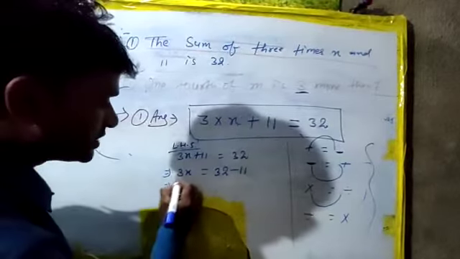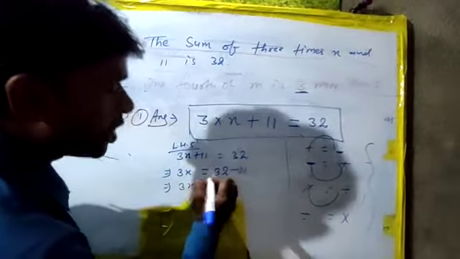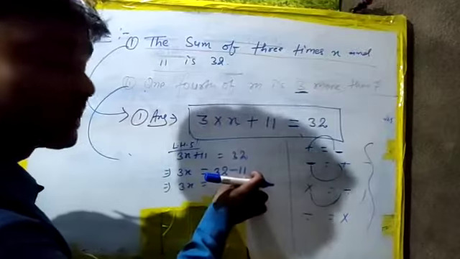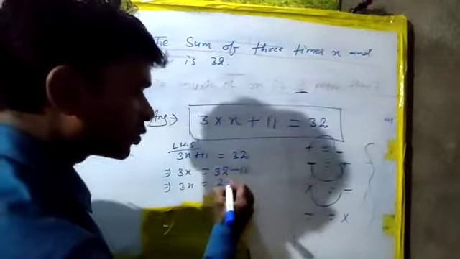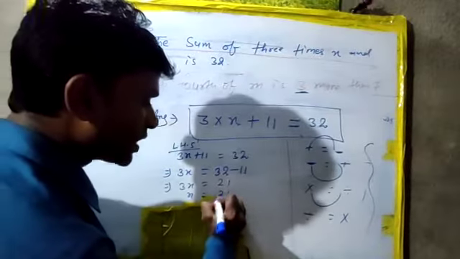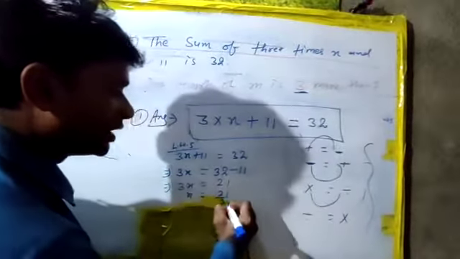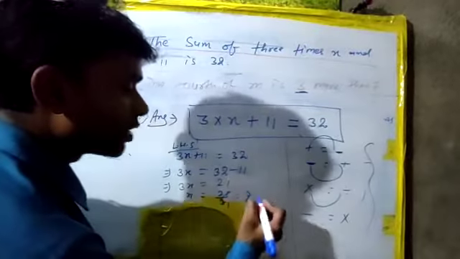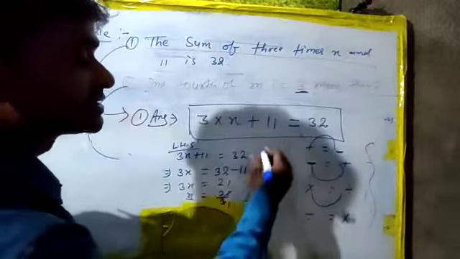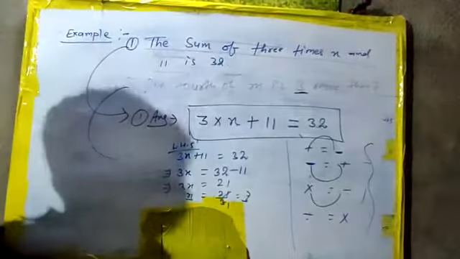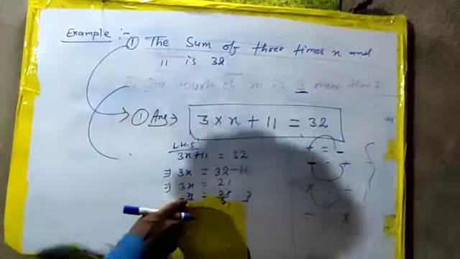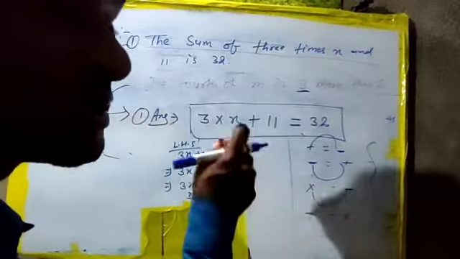So now what can we write here? 3x is equal to 32 minus 11. That means 21. So the value of x we have found is 21 by 3, means 3 sevens are 21. What have we got? We have got the value of x is 7. The value of x which was not given, we have finally found it here. So the value of x we have found is 7.